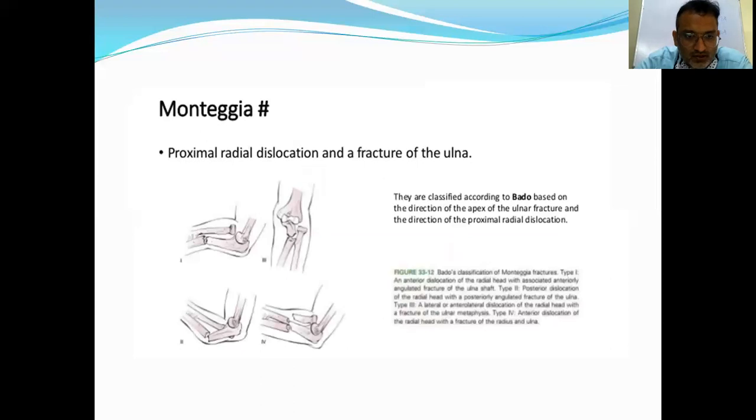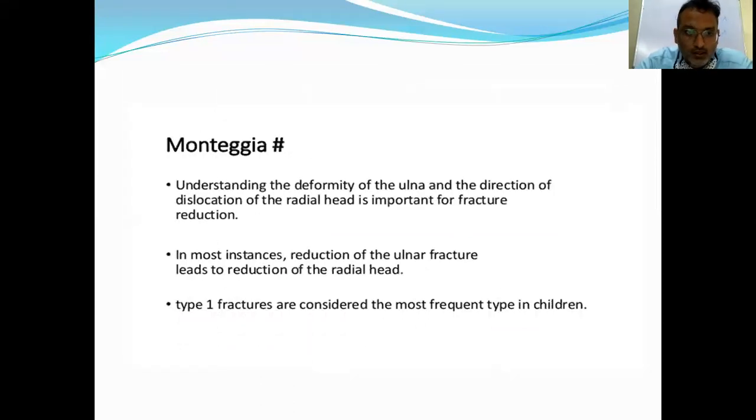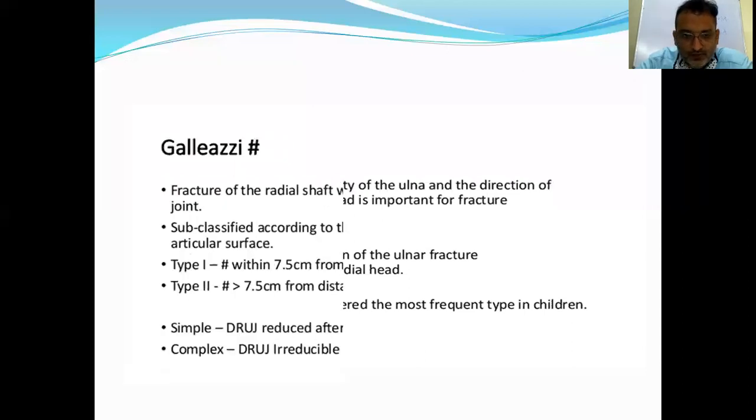This is Monteggia, various classifications of Monteggia. These are not for undergraduates. In most instances, reduction of the ulnar fracture leads to reduction of the radial head. Okay. So understanding the deformity of the ulna and the direction of fracture dislocation of the radial head is also important for fracture dislocation. So when the ulna is fixed first, the radius itself relocates.